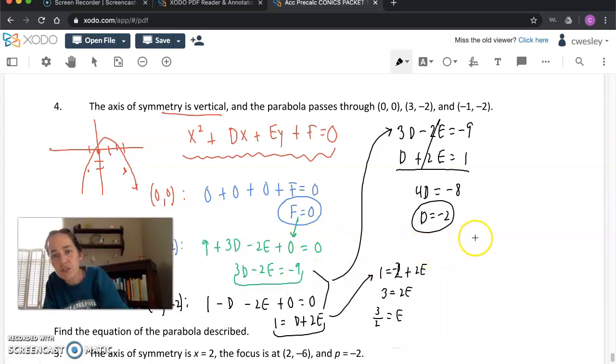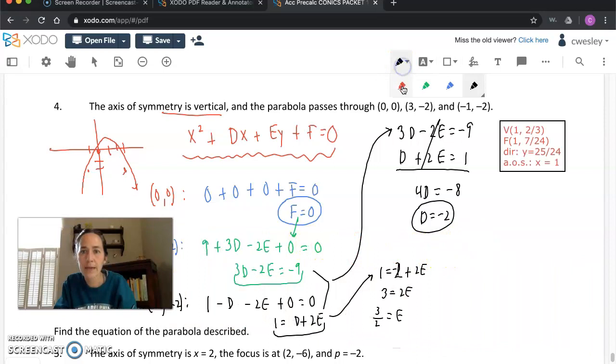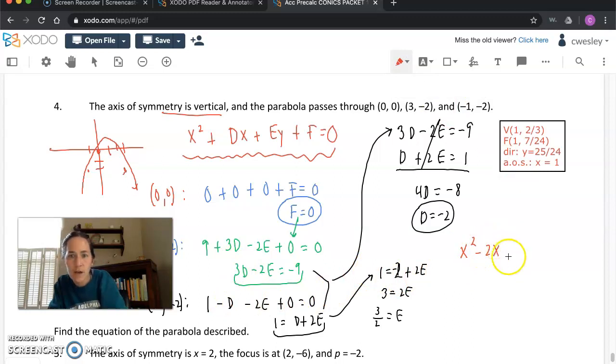You're going to plug into general form. So let's plug back in what we just got for D, E, and F. Into general form, it'll be x squared. D was -2, minus 2x. E was 3/2, plus 3/2 y plus 0 equals 0. So here's your equation in general form. And then you're going to take it from there.